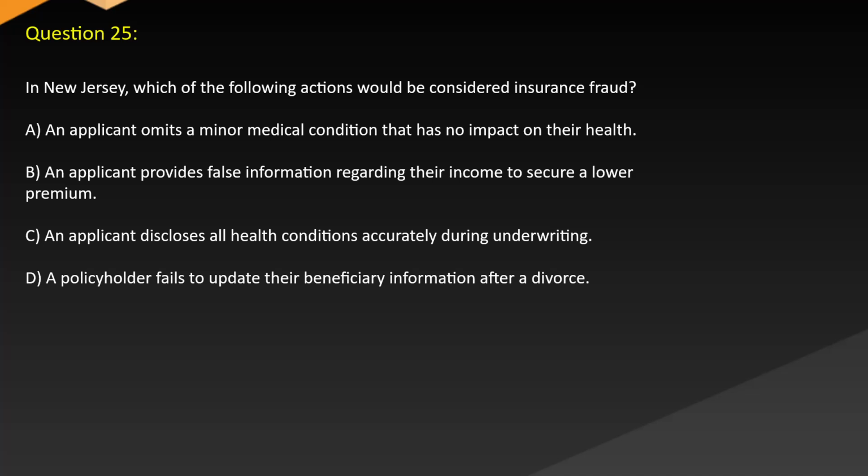Question 25. In New Jersey, which of the following actions would be considered insurance fraud? A. An applicant omits a minor medical condition that has no impact on their health. B. An applicant provides false information regarding their income to secure a low premium. C. An applicant discloses all health conditions accurately during underwriting. D. A policyholder fails to update their beneficiary information after divorce.